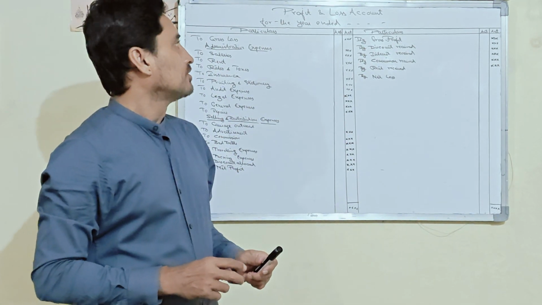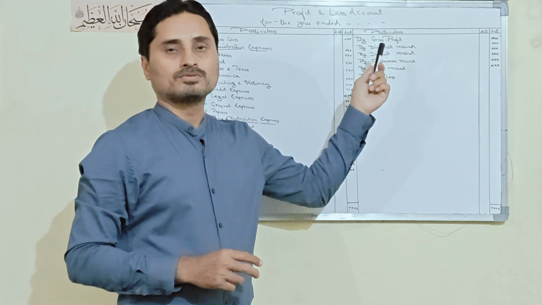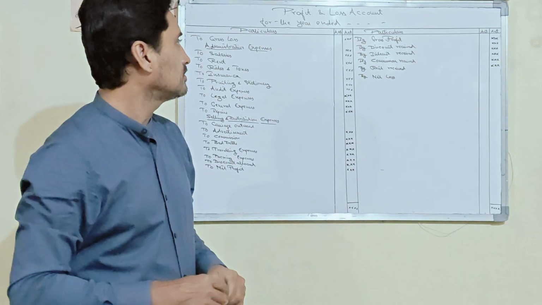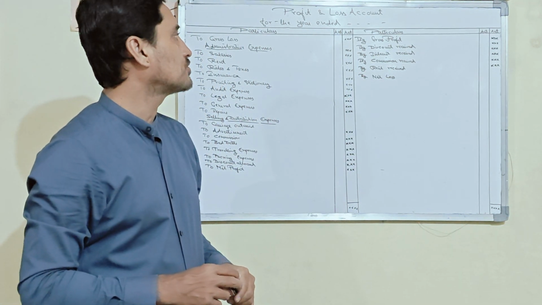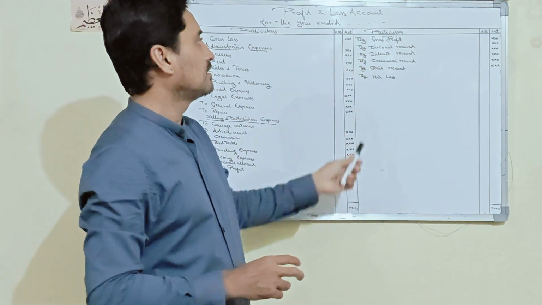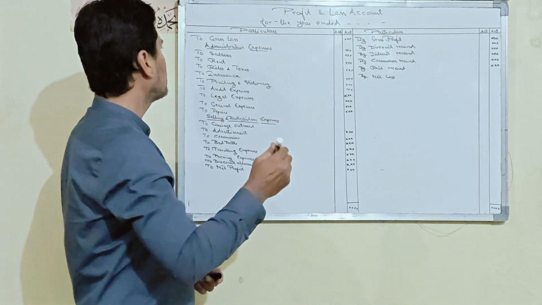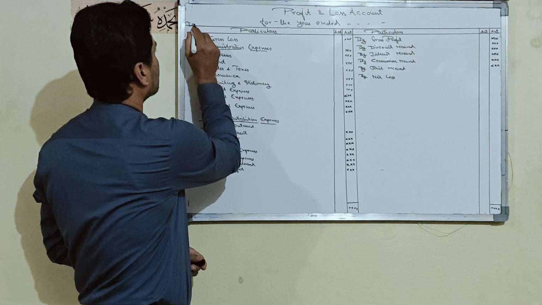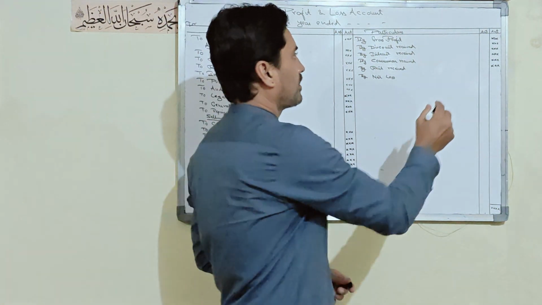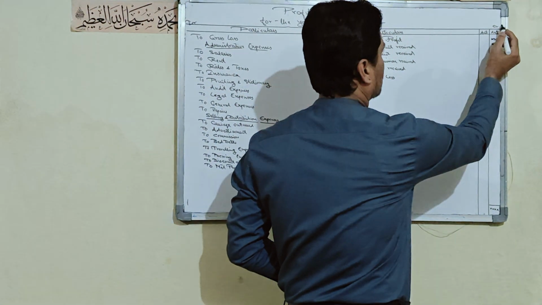So today we are going to learn how to prepare profit and loss account. So profit and loss account pro forma is in the shape of capital T. In this pro forma we are having two sides, left hand side and right hand side. Left hand side called debit side and right hand side called credit side.